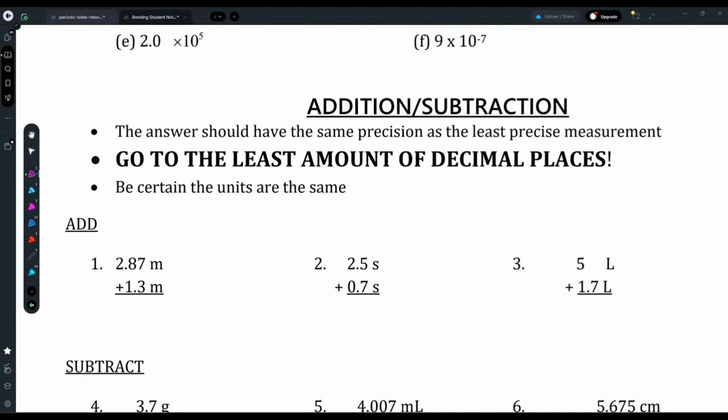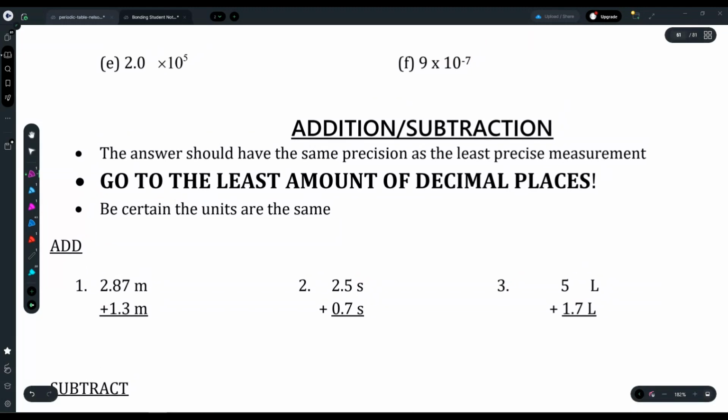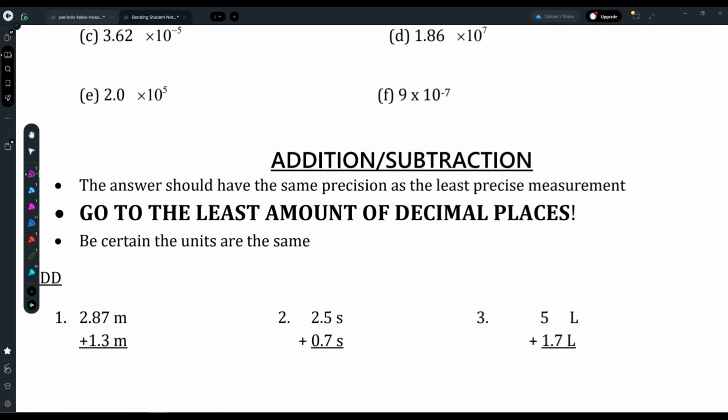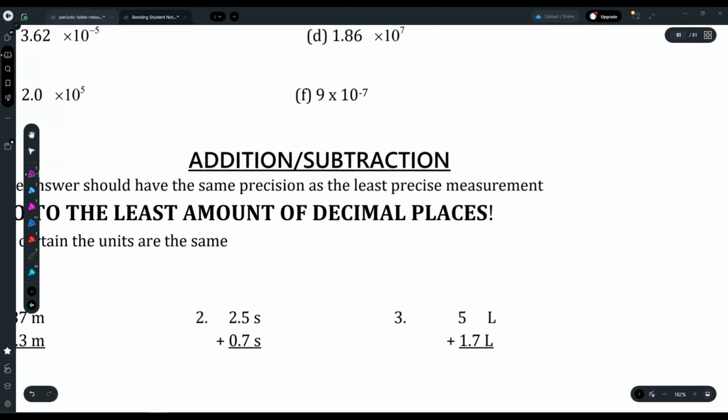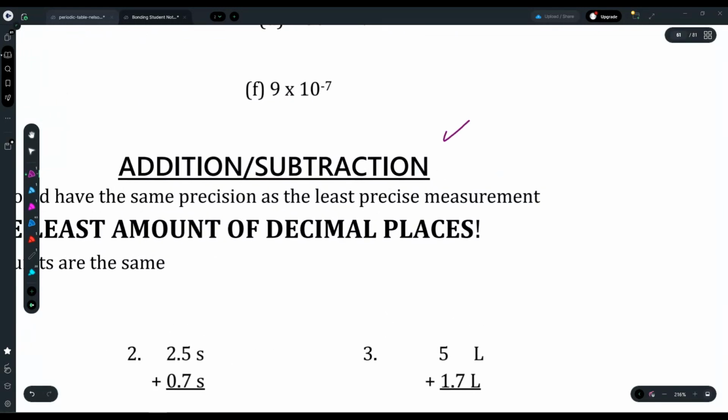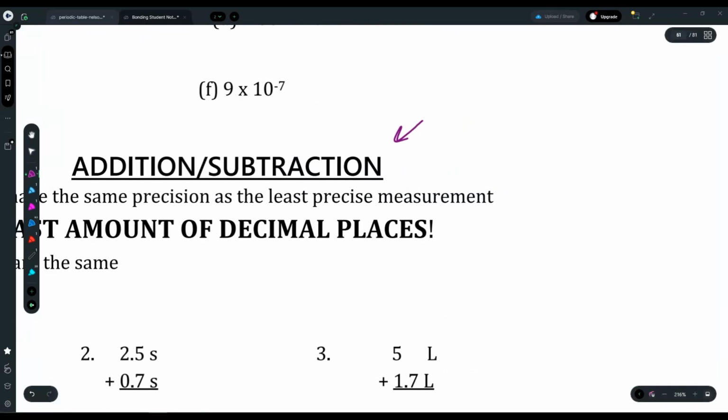Now, when we are adding or subtracting and multiplying or dividing, special sig dig rules get applied to both cases. For addition and subtraction, as well as multiplication and division, we need to make sure that we are reporting our answer to the number that has the least amount of significant digits. Okay, so for addition or subtraction, to figure out how many digits should be in your answer, you're going to look at the digits after the decimal.